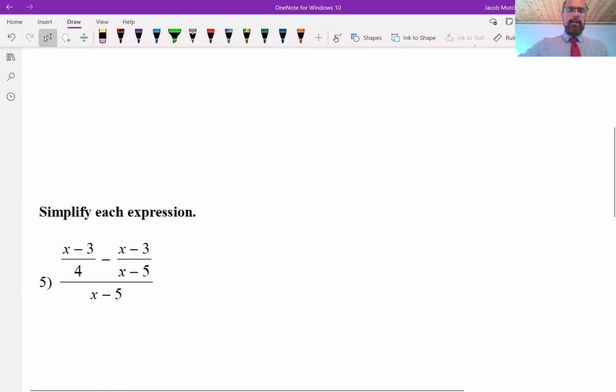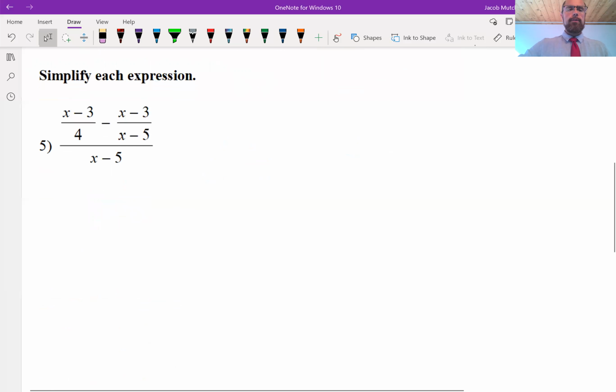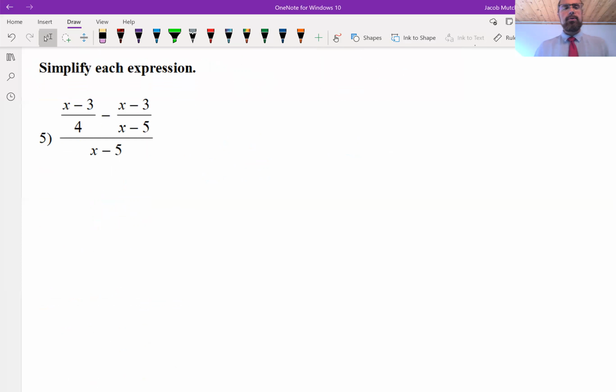Let's take a look at our second example. The difference between our first and second examples is that instead of just a fraction over a fraction, I now have a difference of fractions in my numerator. So x minus 3 over 4 minus x minus 3 over x minus 5, all over simply x minus 5. In a way, the denominator of this is simpler, but the numerator is more complicated.